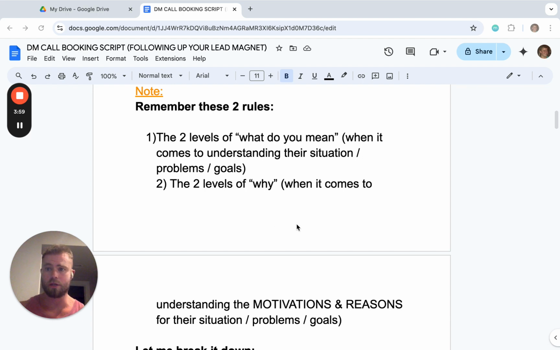Okay, so when you are setting, remember these two rules. Constantly ask them, what do you mean? When you ask them what their goal is or what their current situation is, they're going to give you a very short answer. And you have to say, what do you mean? What do you mean by that? Or could you explain that more?